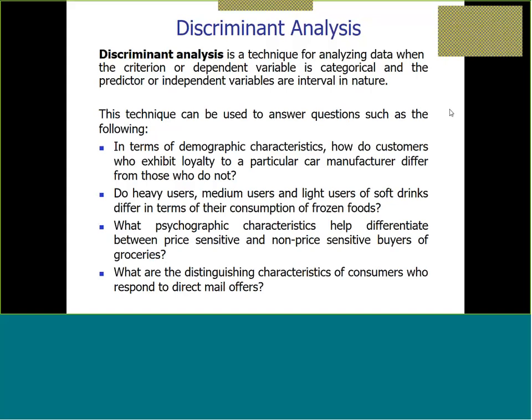So, in the first example, the categorical variable or the dependent variable is exhibiting loyalty and not exhibiting loyalty. In the second example, heavy users, medium users and light users are your dependent variable. In the third example, price sensitive and non-price sensitive buyers are your dependent variable. And in the fourth example, responders versus non-responders. So we can finalize like this: in discriminant analysis, the dependent variable is a categorical variable.